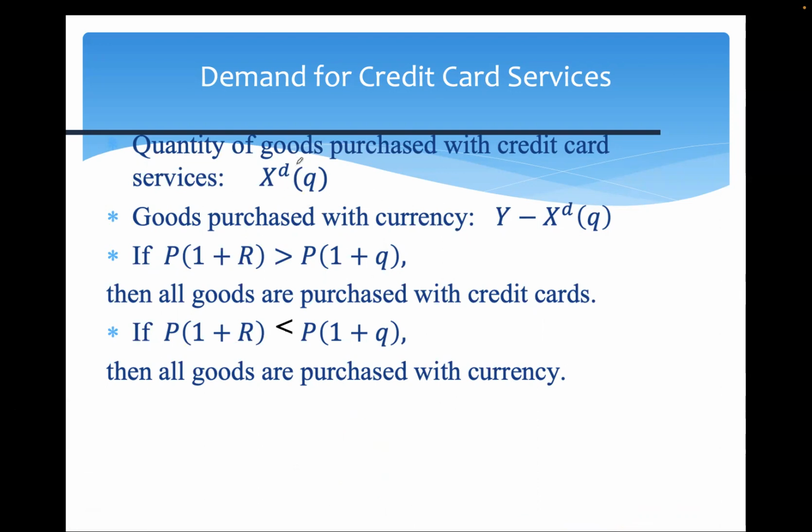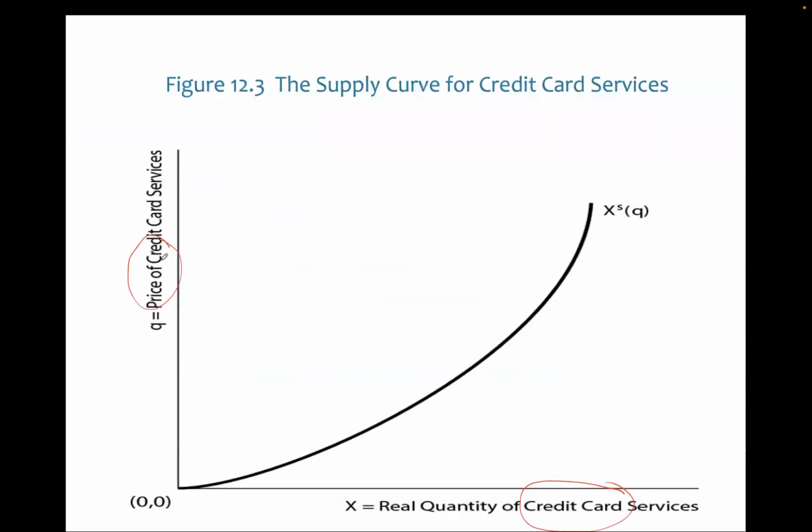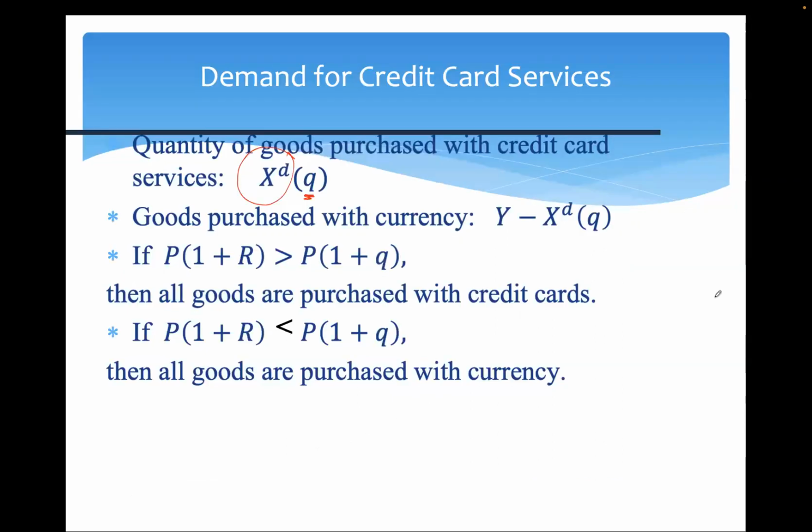Let's denote the quantity of goods purchased with credit card as XD, which is going to be a function of Q, right? It becomes more costly, and then it's going to be more. So this is what we expect here, the price per unit of card service. So the overall quantity supplied is going to increase. Certainly, the bank or the credit card company is going to make more profit, so they're going to supply more. Now let's look at the demand.